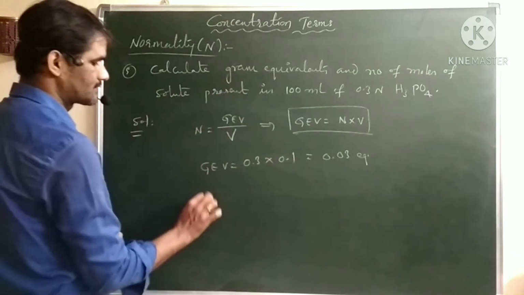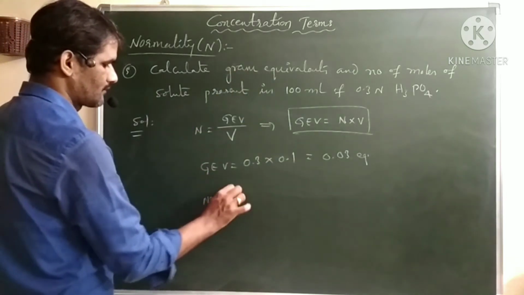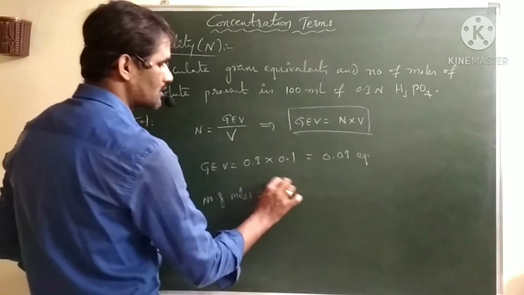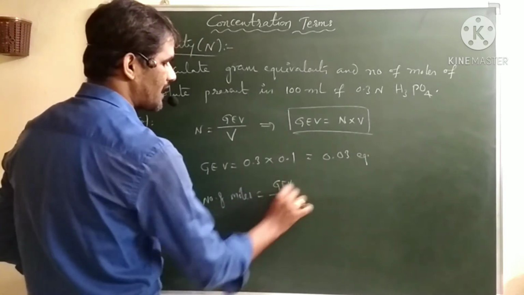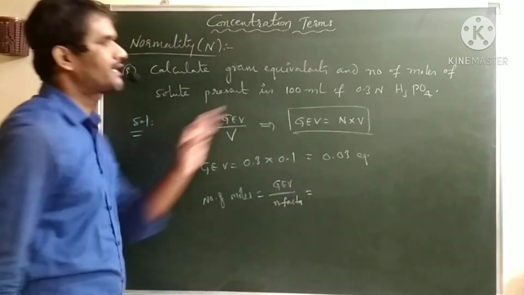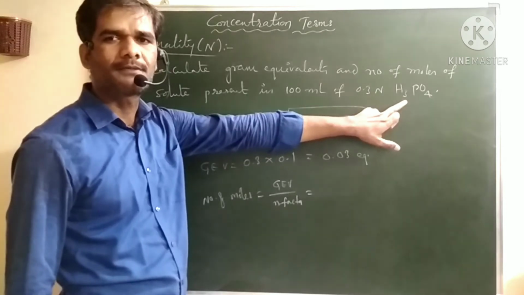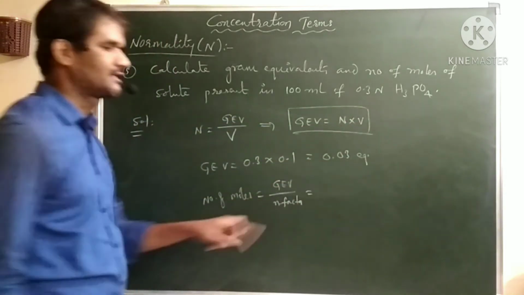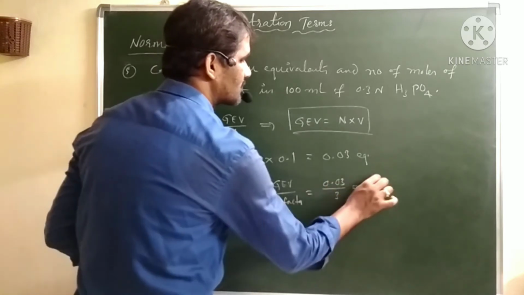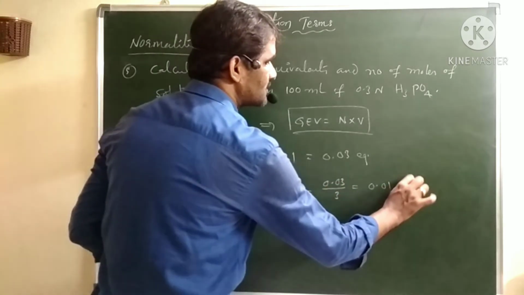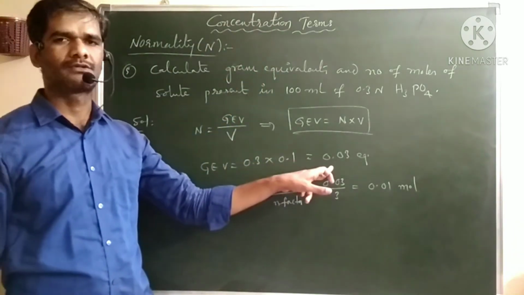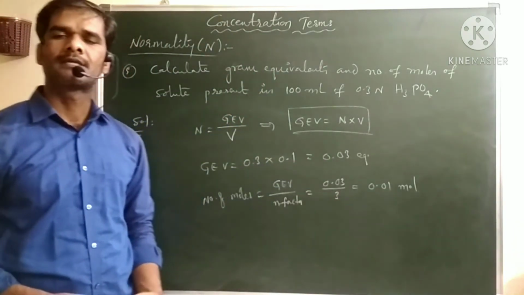Next, number of moles. Now here number of moles is equal to gram equivalence by n factor. The solute here is phosphoric acid. For phosphoric acid, n factor is 3. That is 0.03 by 3. You will get 0.01 moles. So equivalence is 0.03 and moles is 0.01 mole.